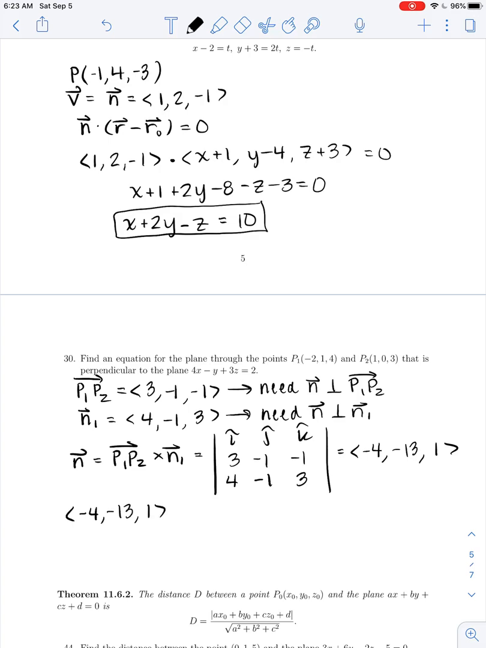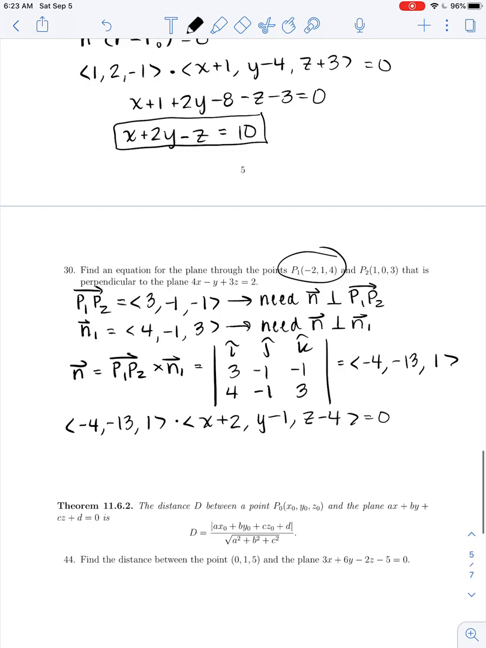So negative 4, negative 13, 1, dotted with x minus the point coordinate. I am going to use point 1, but again, you could have just as well used point 2. So that negative is going to turn into a plus 2. Then we have y minus 1 and z minus 4 equals 0. All right, and then go ahead and compute your dot product. Negative 4x minus 8 minus 13y plus 13 plus z minus 4 equals 0.